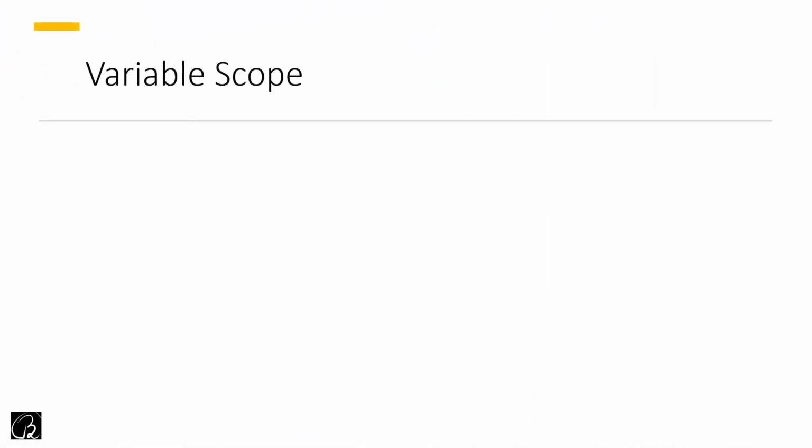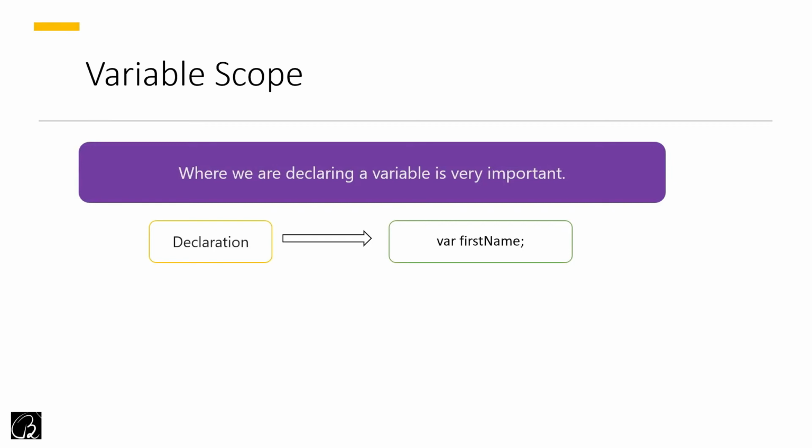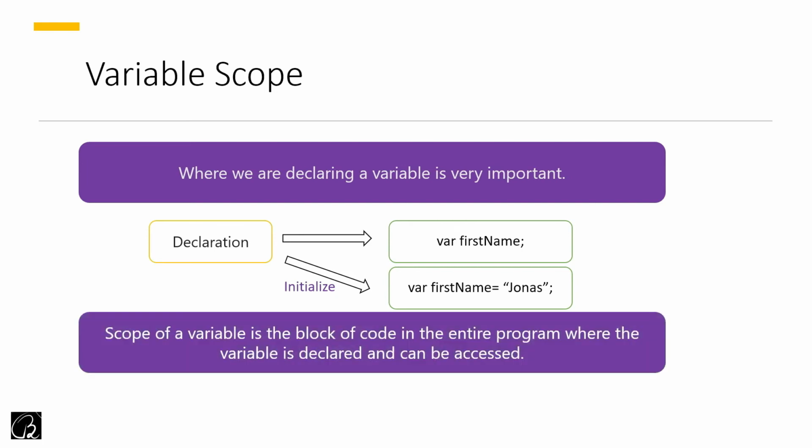So the next concept is variable scope. Where we are declaring a variable is very important. One example of a declaration statement is like this, where we are using a keyword and an identifier, like var firstName. So we have declared a variable firstName, but we can also initialize it, so we get var firstName equal to Jonas. Where we are writing this line is very important, and based on that the scope of the variable will be decided. The scope of a variable is the block, or a region in the code, where my variable is declared and can be accessed.